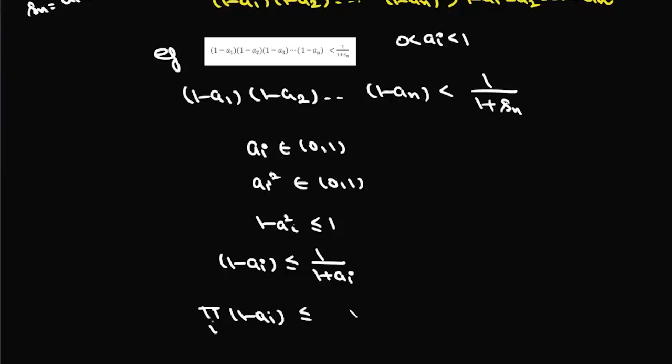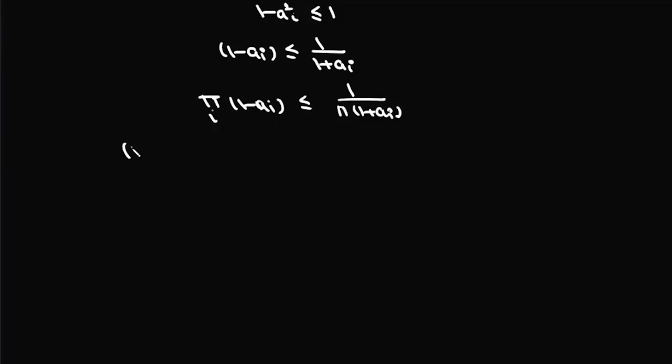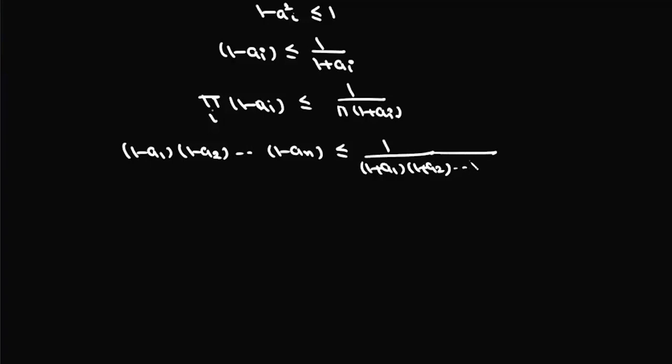Now if we take this product over all i, then this product of 1 minus ai will always be less than this product of 1 upon 1 plus ai. So now we can write 1 minus a1 into 1 minus a2 up to 1 minus an will be less than or equal to 1 upon 1 plus a1 into 1 plus a2 up to 1 plus an.